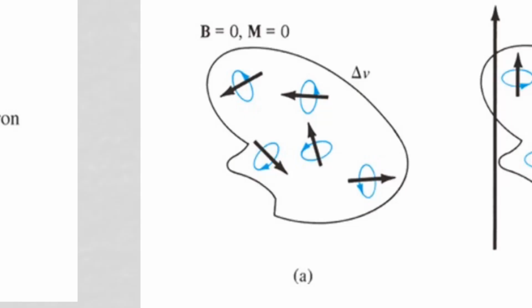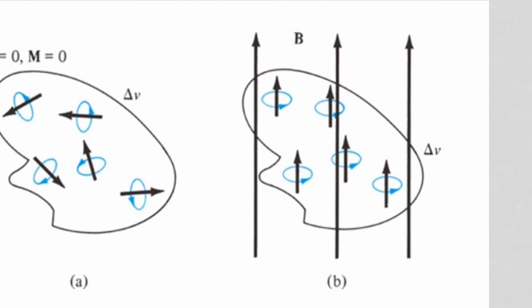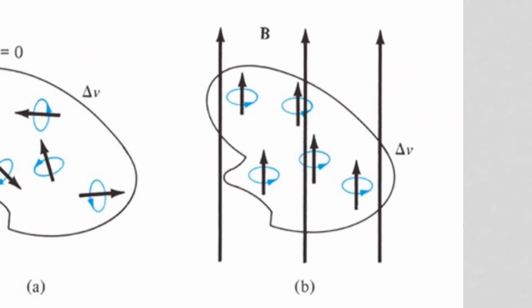So here we have a material, and each individual atom has a magnetic dipole moment associated with it, and at this point they're all randomly oriented, so there's no net magnetic field coming from the material. But now let's place this material inside a magnetic field. The torque these atoms will experience will result in them being aligned along the applied magnetic field, and so now there's an additional magnetic field coming from the material to add to the external magnetic field.